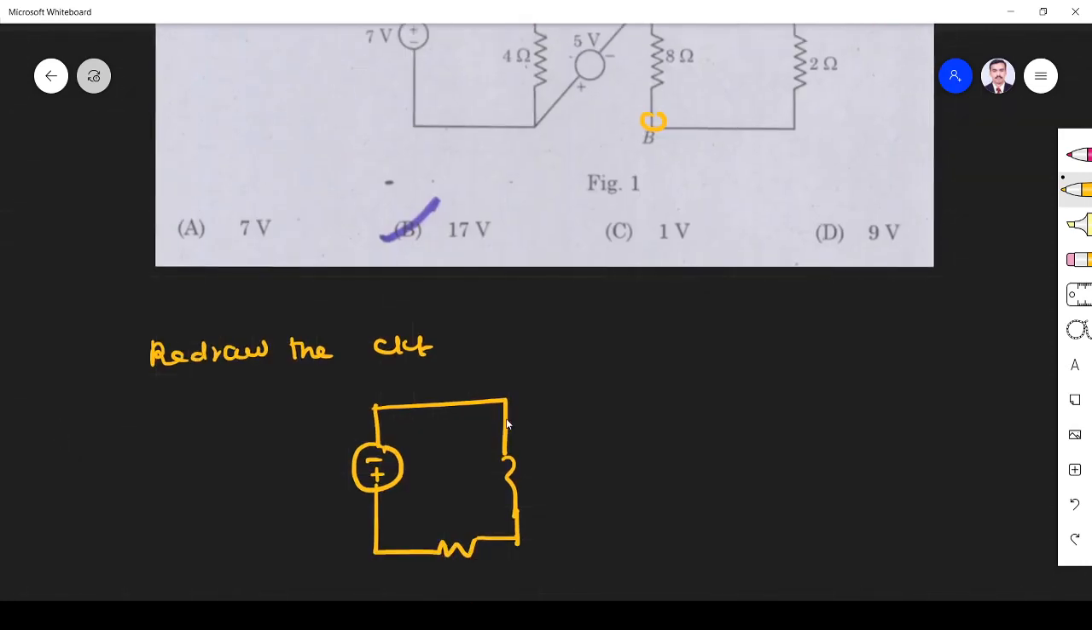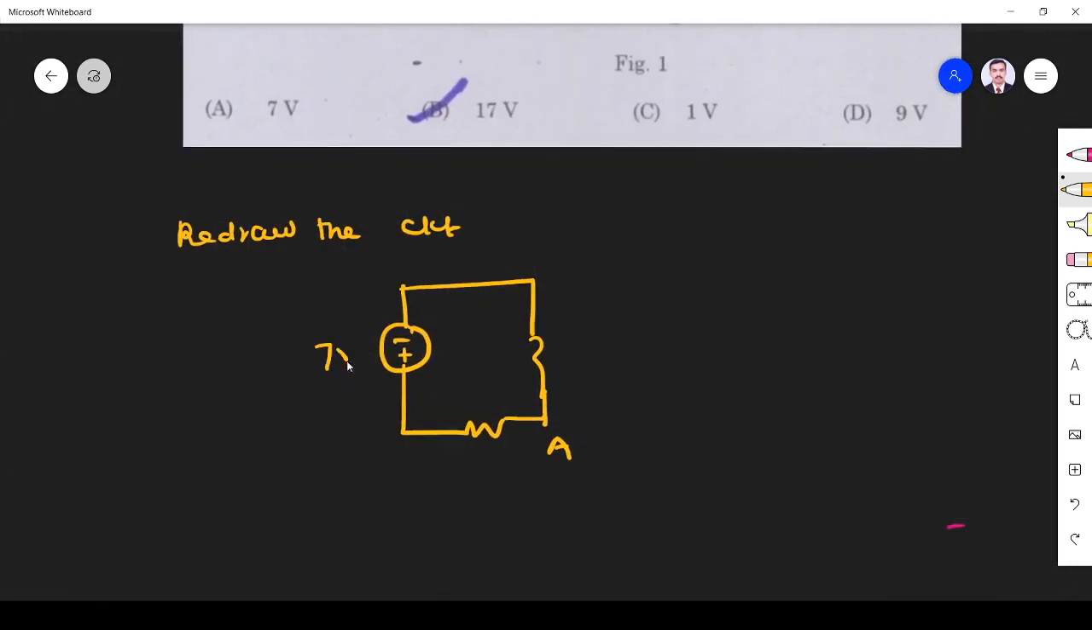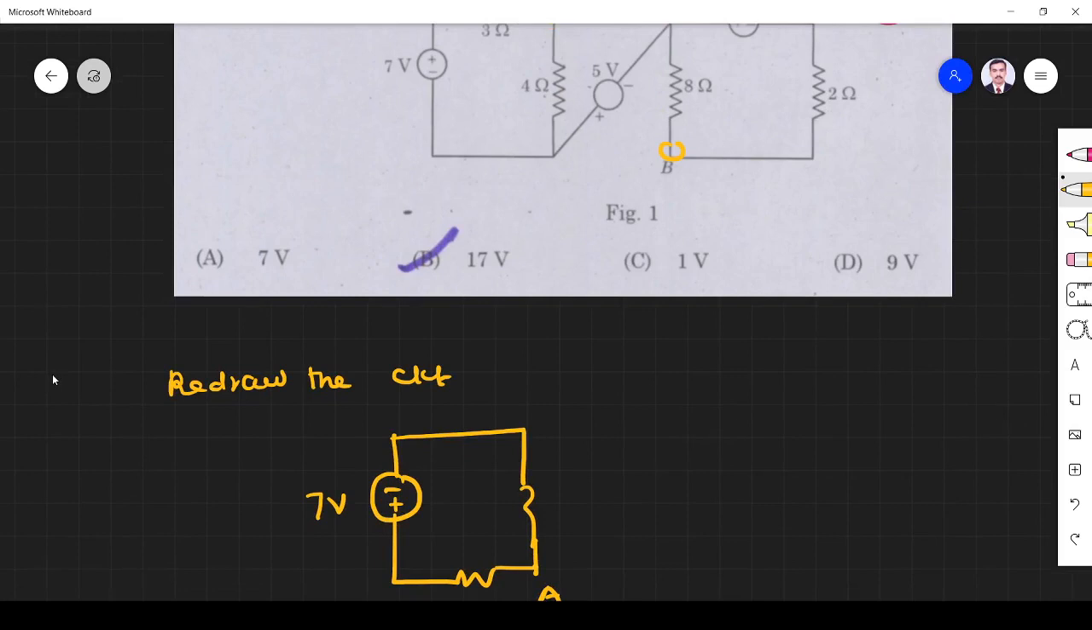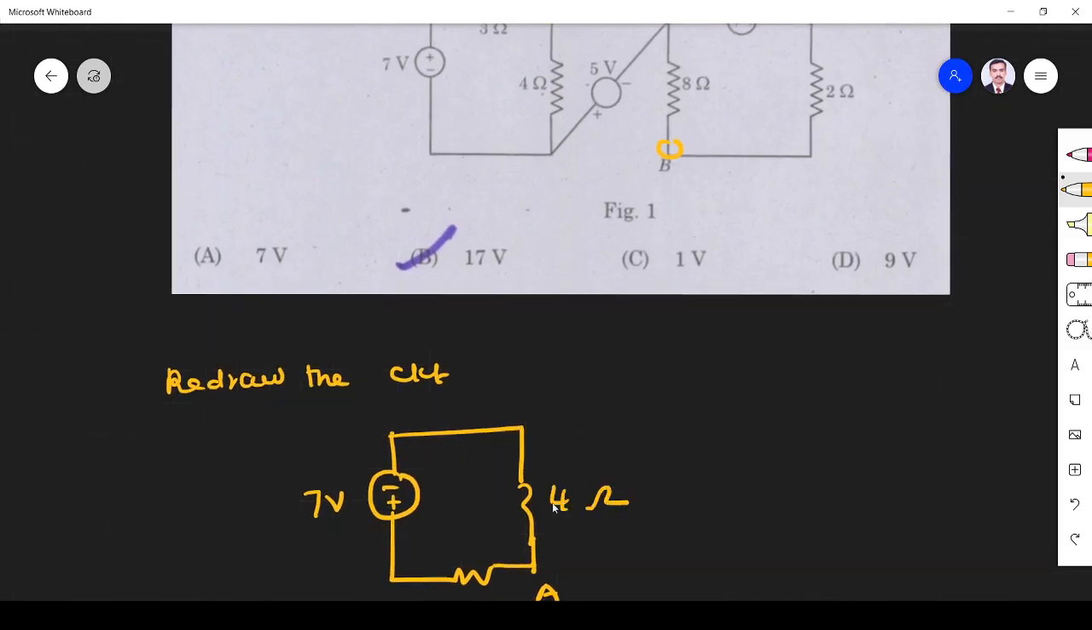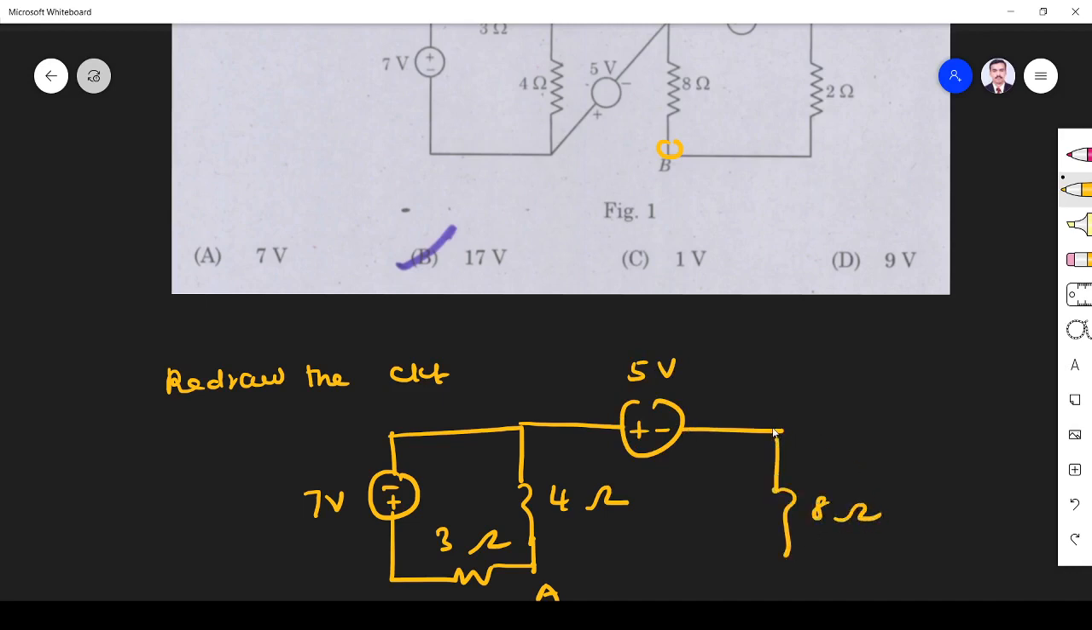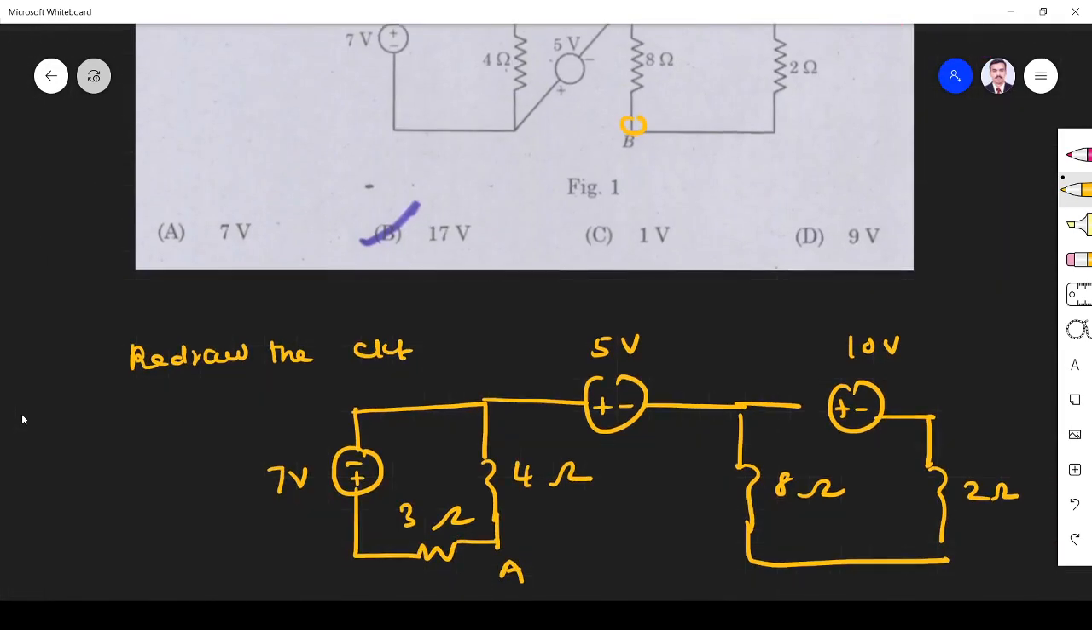Fine. So A comes here. Is it okay? So next it is 7 volt. This is 4 ohm, 3 ohm. Next A to B, it will go like this. Here I didn't touch anything. 8 ohm, 10 volt, 2 ohm. This is A, this is B.